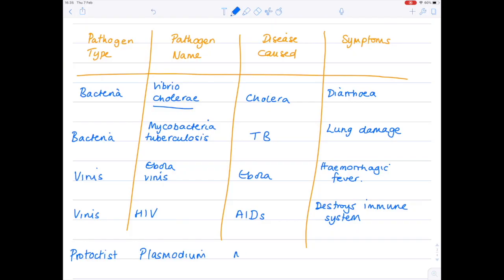It causes the disease malaria, and it causes widespread damage to your blood and liver, and even your brain sometimes, depending on the type you get.